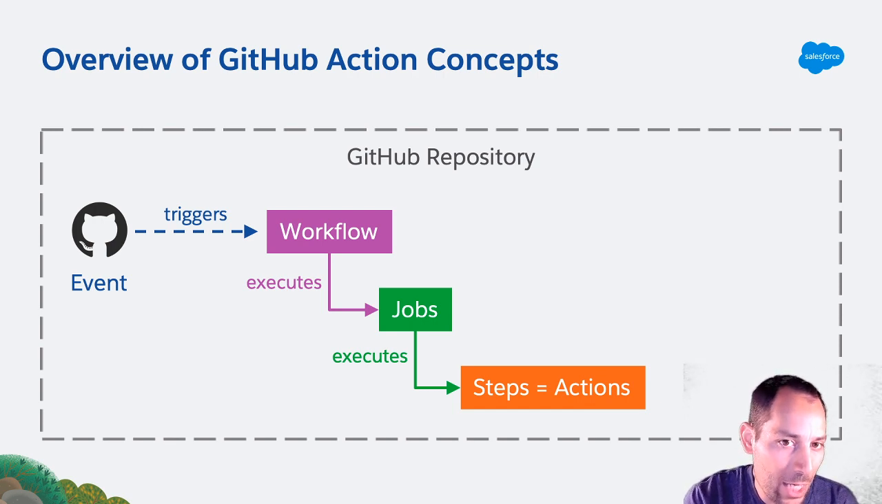So GitHub Actions has several meanings. It can be the whole technology that is represented on this slide, but it's also the low-level artifact at the most granular level, steps basically.